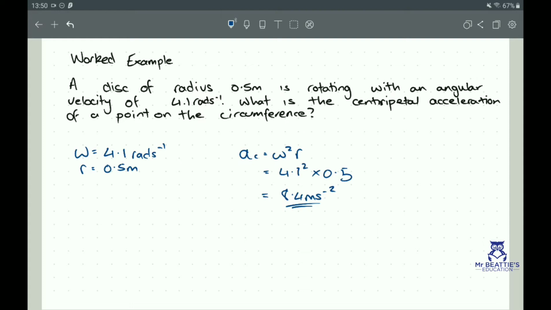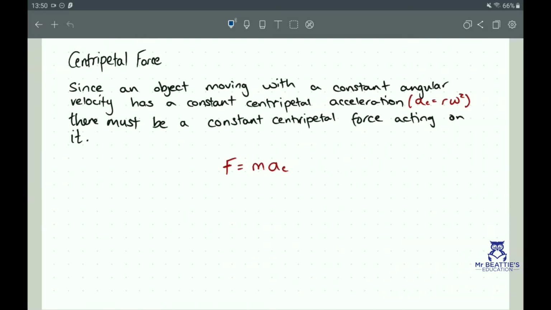From here, we're going to continue looking at centripetal acceleration, and think about how, if something is accelerating centripetally, there must be a constant force acting on it. That's what we call the centripetal force. Since the object's moving with a constant angular velocity, it'll have a constant centripetal acceleration, because we've got an equation that proves the centripetal acceleration is equal to the radius times the angular velocity squared. Which means that if we consider F equals ma, and we substitute in our centripetal acceleration as our acceleration, then we can end up with two new equations.